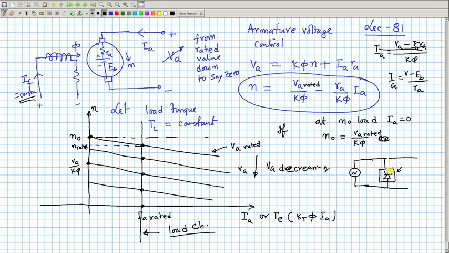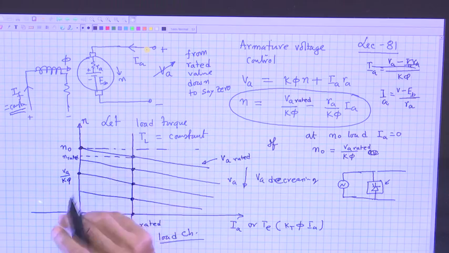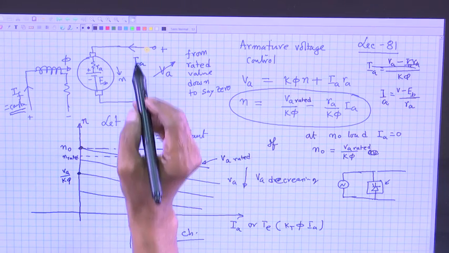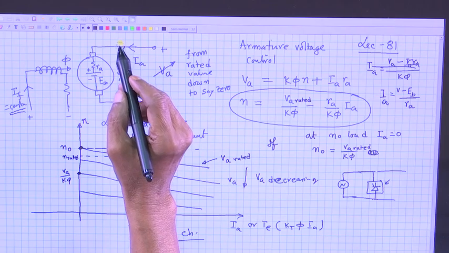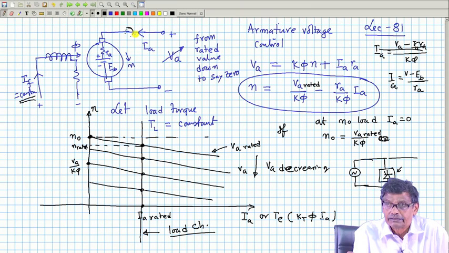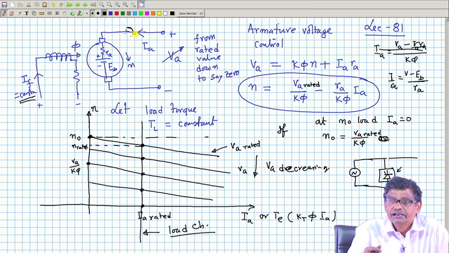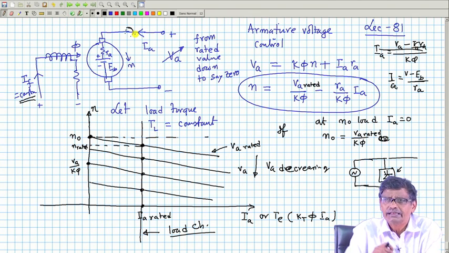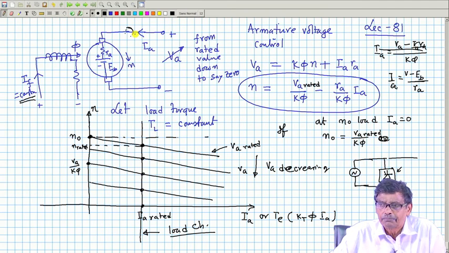What is the advantage of this method with respect to the previous one? No external resistance I am carrying, and when you do this armature voltage control for a constant load torque, what is this ammeter reading? Ammeter reading will remain the same at its rated value. Of course, during the transient period when the machine is looking for the new operating point, it may change, but finally at the steady state point armature current will remain constant at rated values.